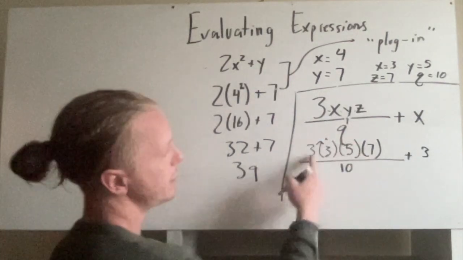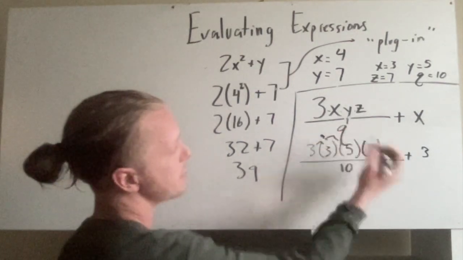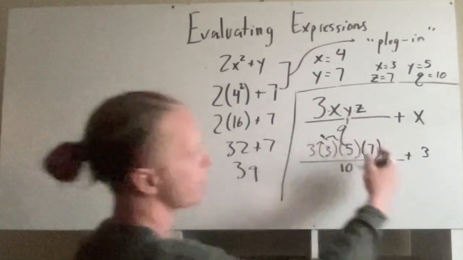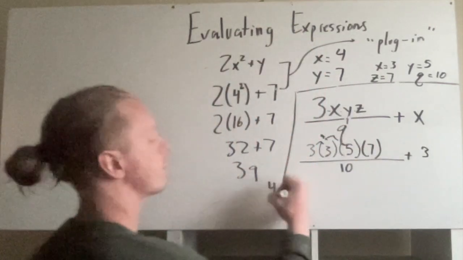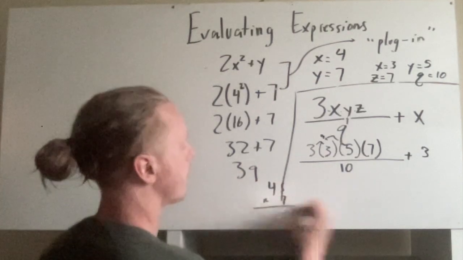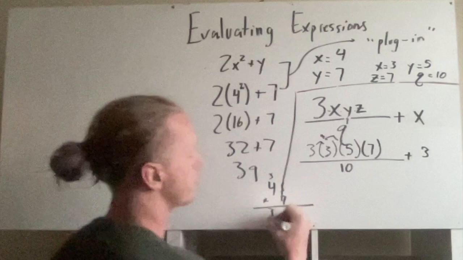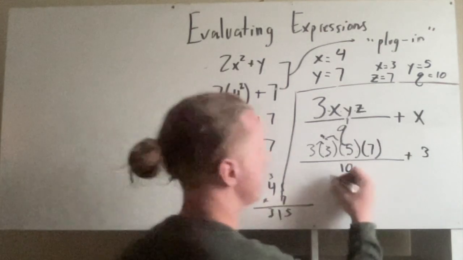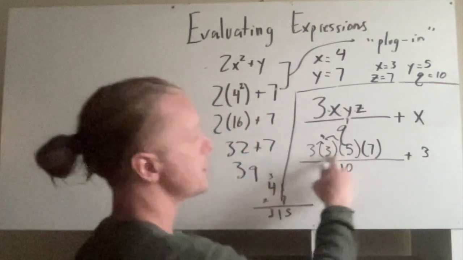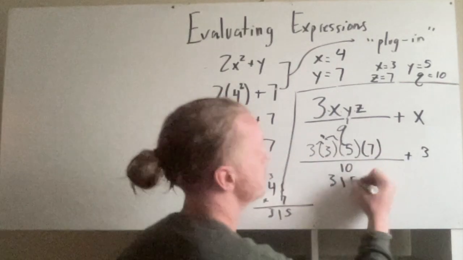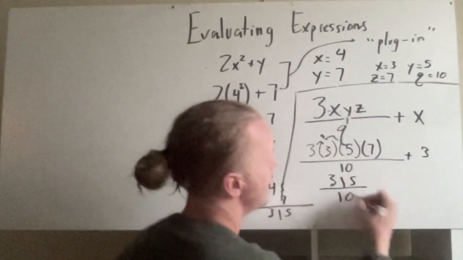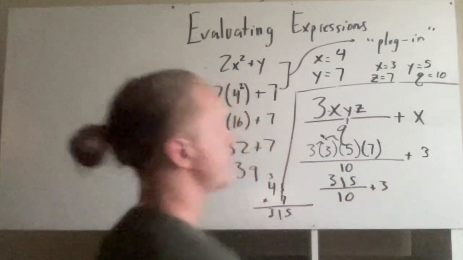Let's think about this real quick. 3 times 3 is 9. 9 times 5 is 45. And then 45 times 7, let's do that over here. 35, 28 plus 3, so 315. When I multiply 3 times 3 times 5 times 7, we get 315 over 10 plus 3.